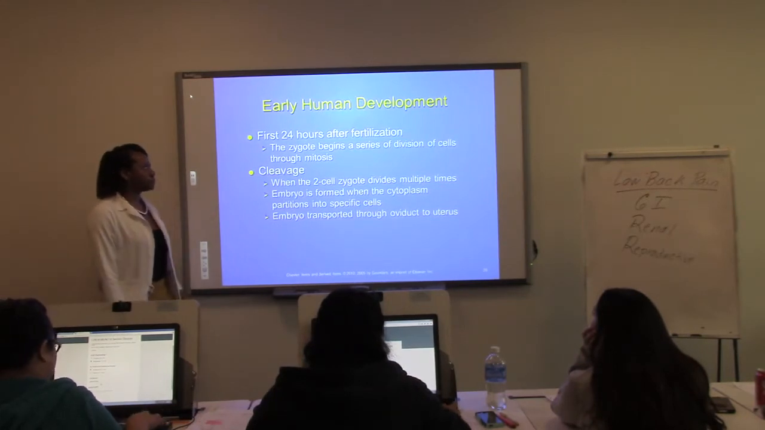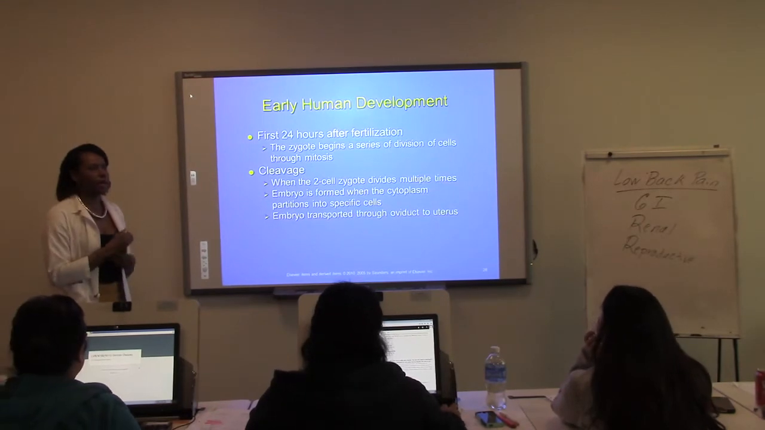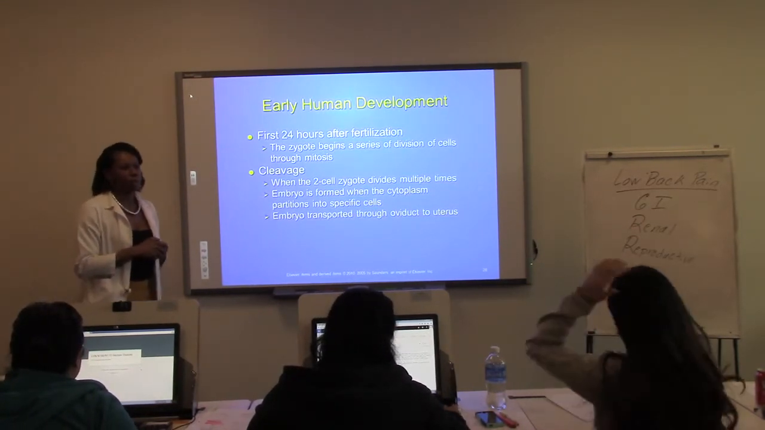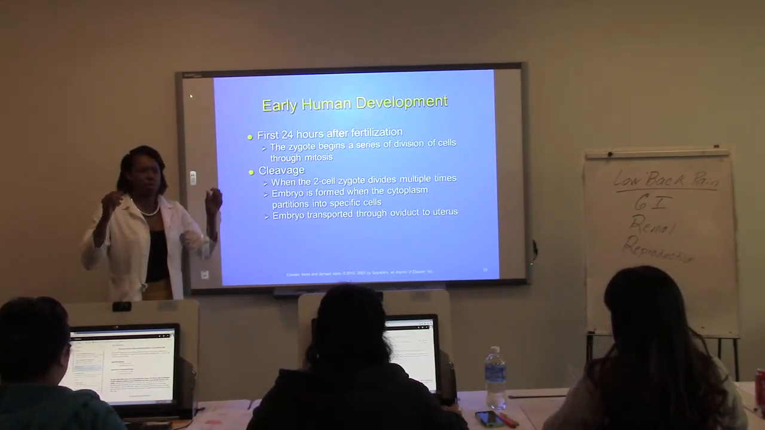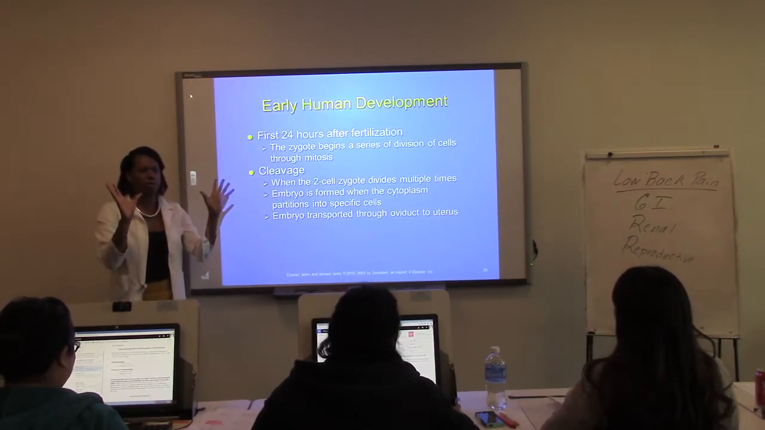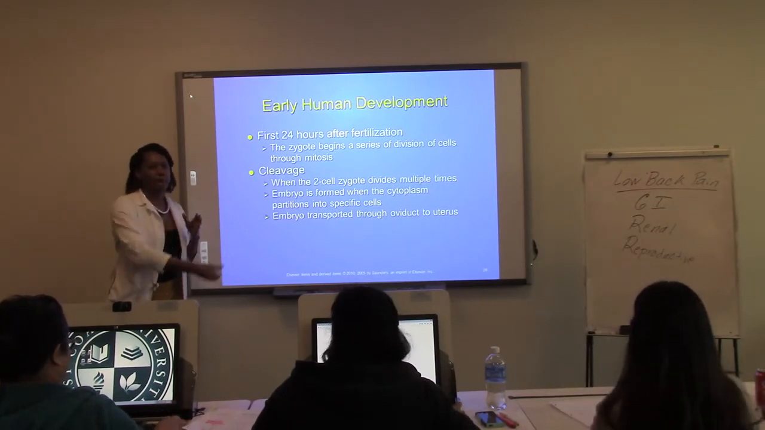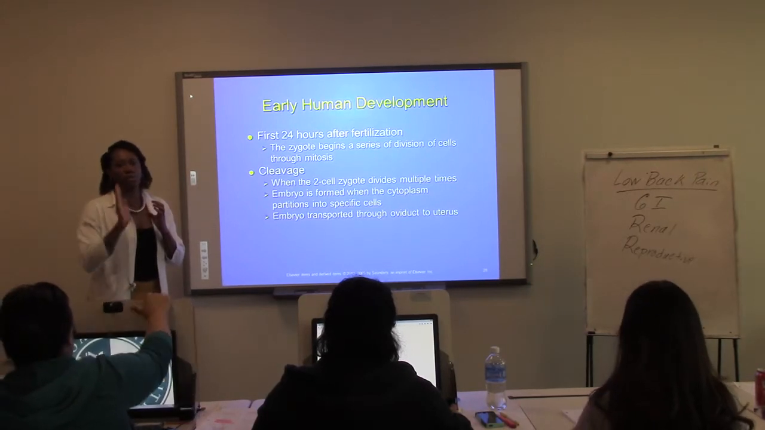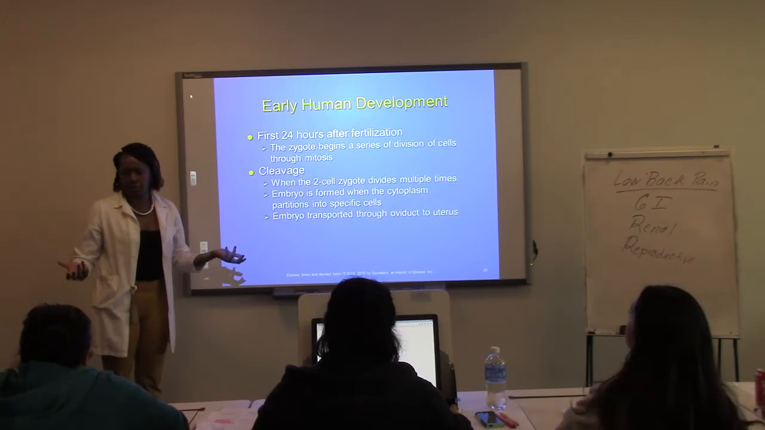Okay. So with early human development, we do want to cover what happens after the first 24 hours after fertilization. If you remember, anybody remember the movie Look Who's Talking? Sperm, it's an egg, and it gets in, and boom, here we go. So now once fertilization occurs, what's happening after that? Now that we have this fertilized egg, it's actually going to go through a series of events to form this nice, wonderful human being that we are.